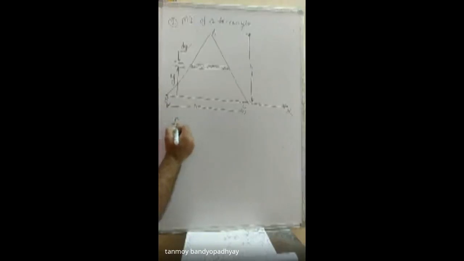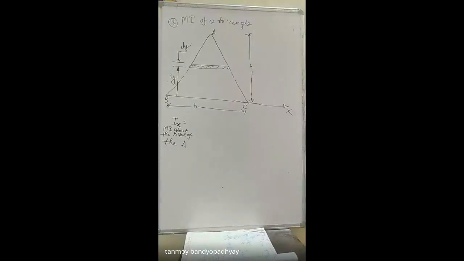Then Ix, I mean the moment of inertia about the base of the triangle. So we are calculating the moment of inertia of the triangle about its base. Considering the base to be the x-axis, we are calculating the moment of inertia of this triangle.